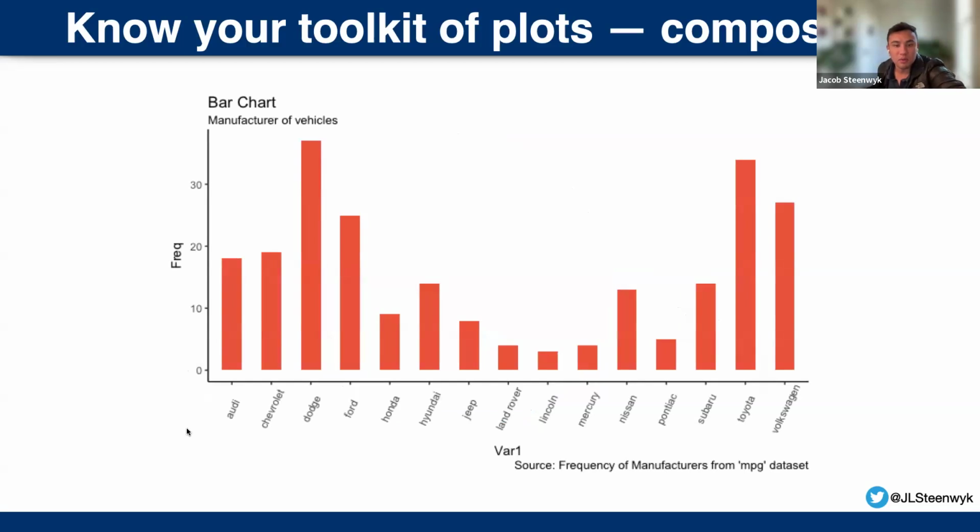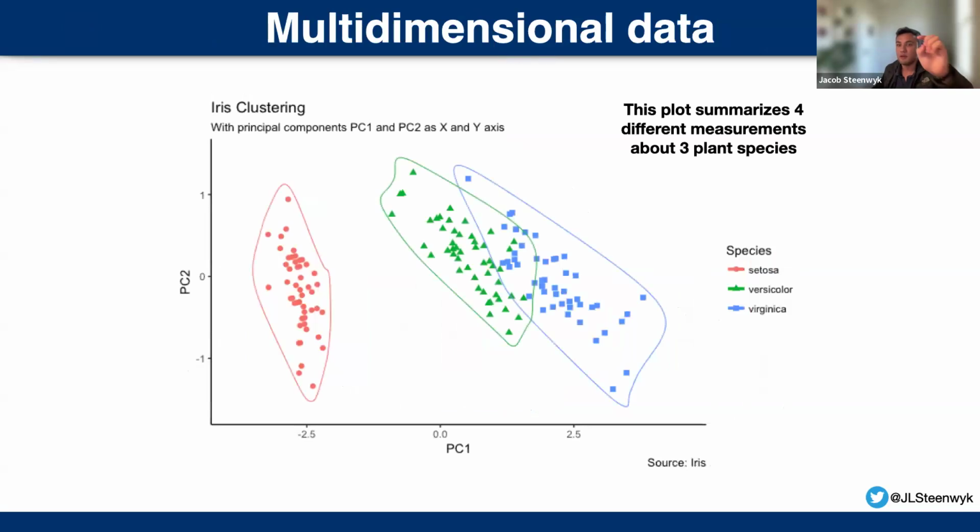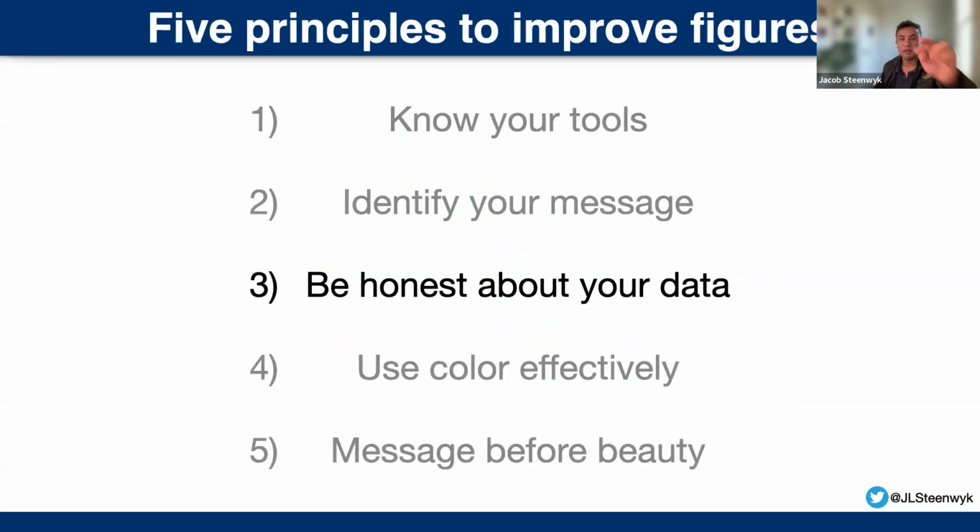There's a whole bunch of different styles of plots that are out there. And one thing that I really, really like, that we'll go into a little bit, is how to do principal component analysis, which is this dimension reduction analysis, and how to plot three different variables of data along PC1 and PC2. Okay, so the next thing is being honest about the data.